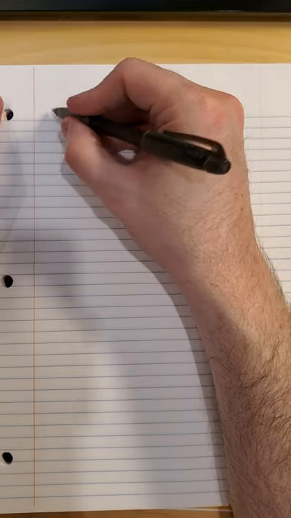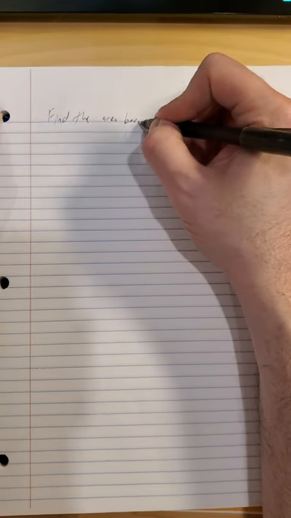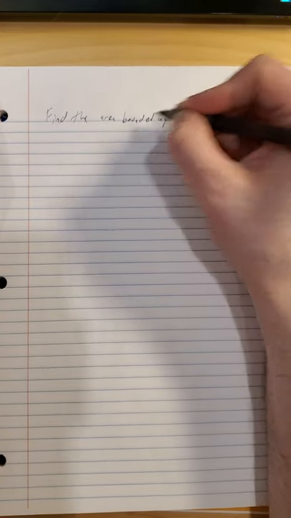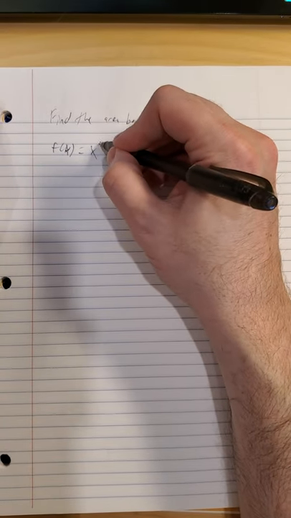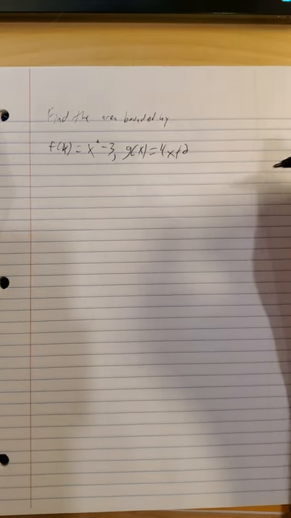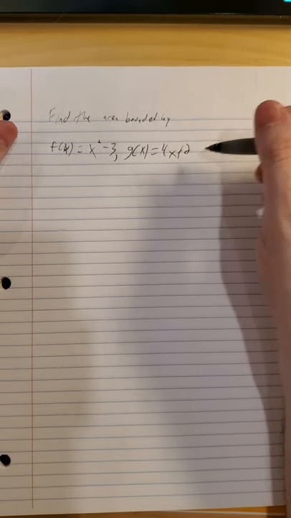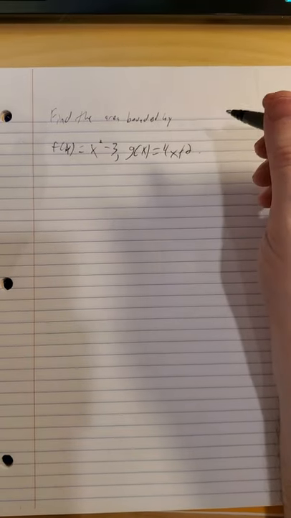Okay, so next we'll look at a linear that isn't just a plain boring one with the x-axis involved. So this time we'll find the area bounded by f of x is x squared minus 3, g of x is 4x plus 2. First things first, you may notice they didn't give me a left bound and a right bound. This time I'm going to have to find them.